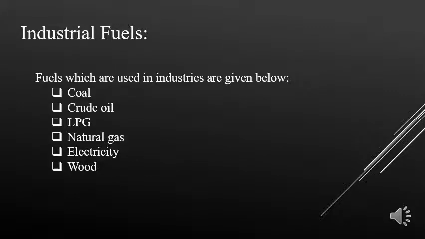The fuels which are used in industry are known as industrial fuels, and the major fuels which we use nowadays in industry are coal, crude oil, LPG, liquefied petroleum gas, natural gas, electricity, and wood, etc. These are the fuels which we use in industry.